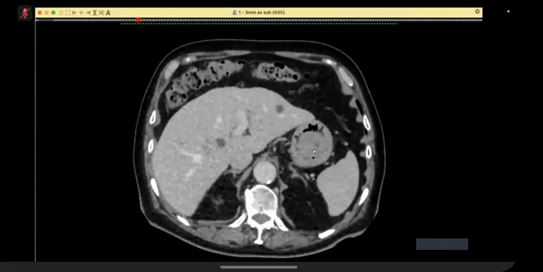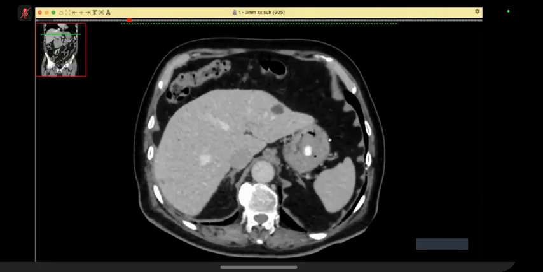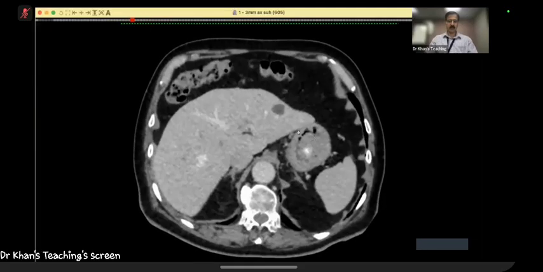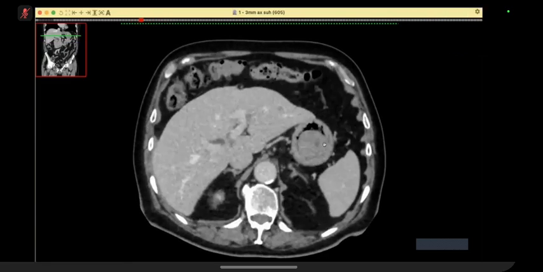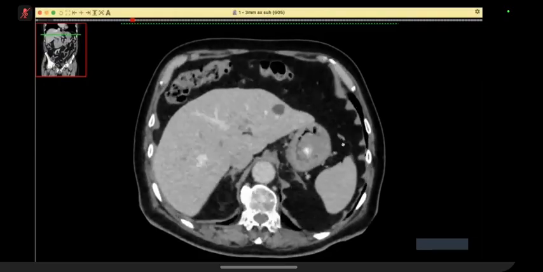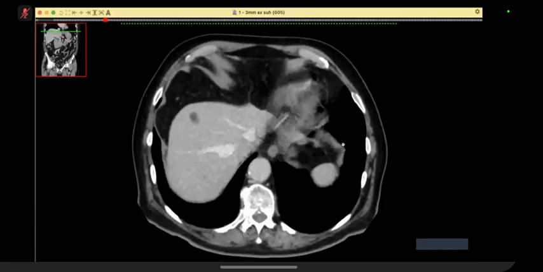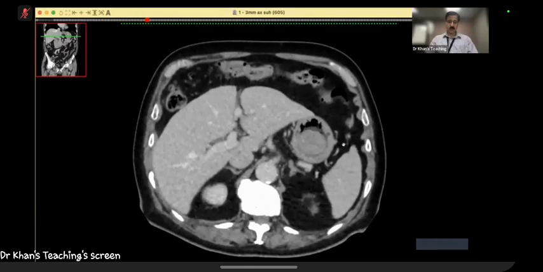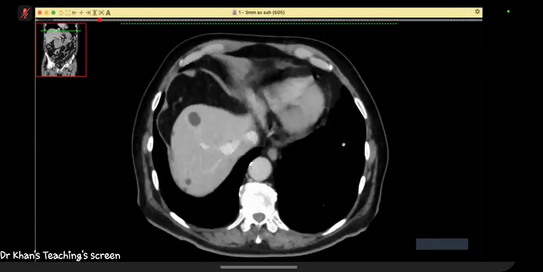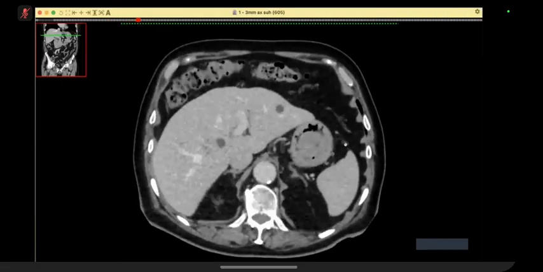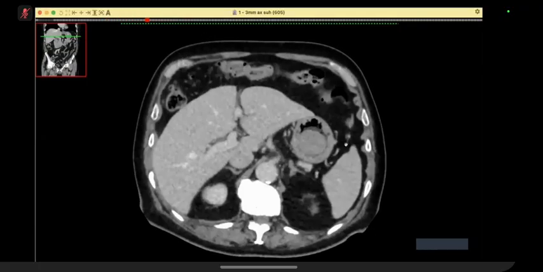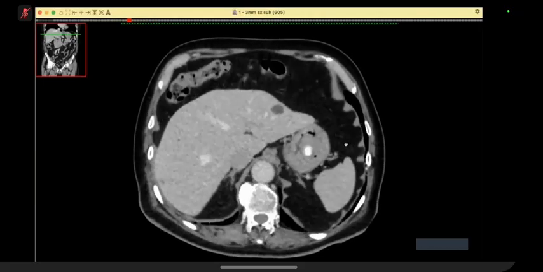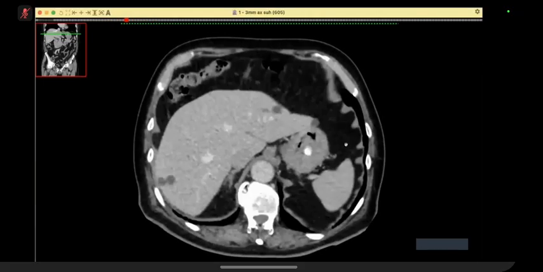Is well defined. So what can it be? Give me the differential for this. If it is growing exophytically, I would think of GIST, but it's growing within the lumen, so I would think of an adenocarcinoma of the stomach. If it is growing outside the lumen of the stomach, I would think of gastrointestinal stromal tumors. But since it's growing within the lumen of the stomach, I'm thinking of adenocarcinoma of the stomach.